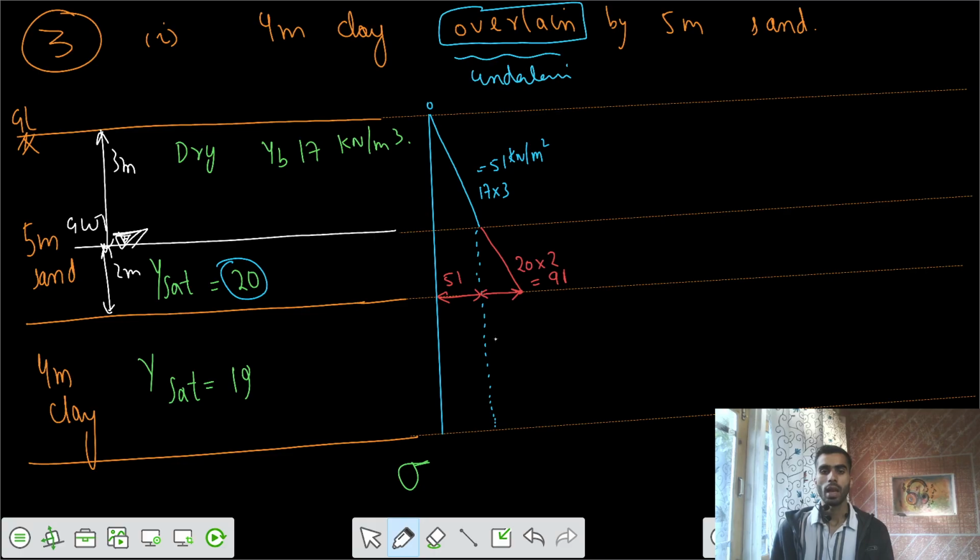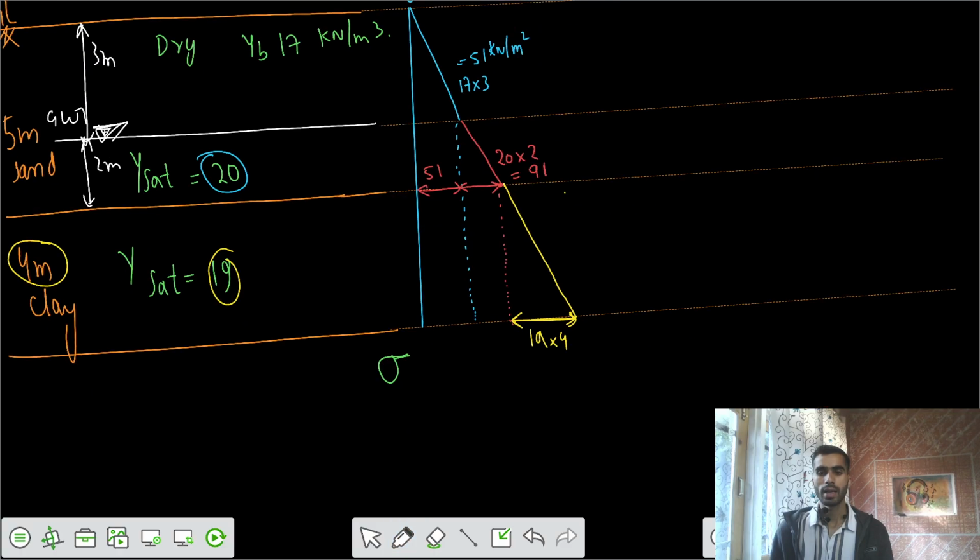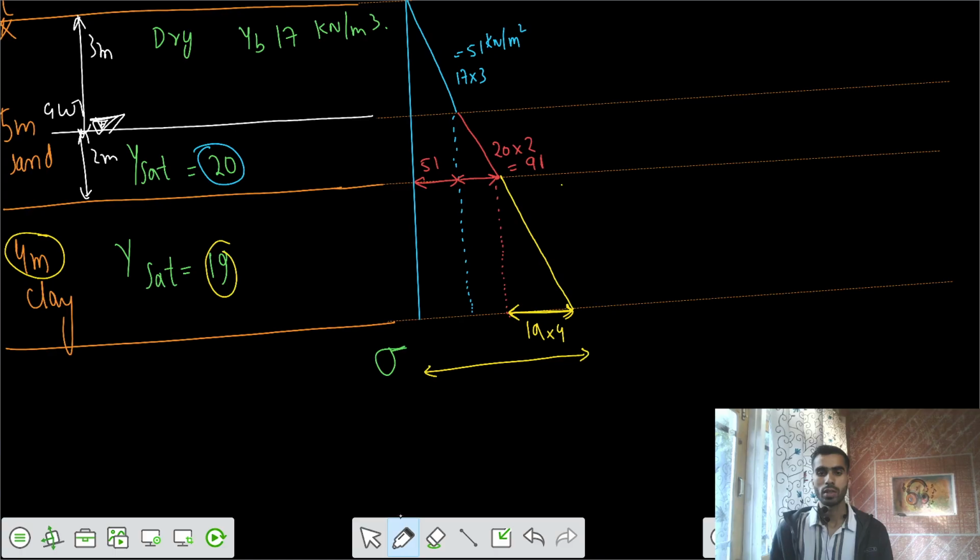Can we say that, once this has been achieved, this would now be acting as a surcharge for the clay layer below that? So 91 kilonewton per meter square acting as a surcharge for the clay layer below. So finally there would again be an increase of the total stress. This is your value of 19 gamma sat into 4 meters. So the final value of the total stress at the bottom of the clay layer would be 91 plus 19 into 4, that is 167 kilonewton per meter square.